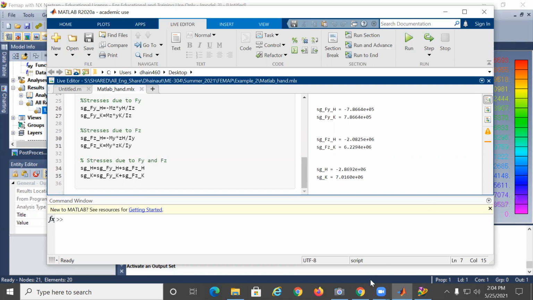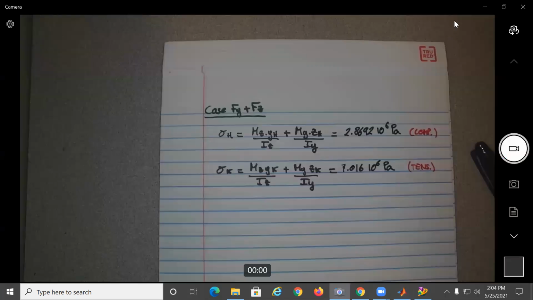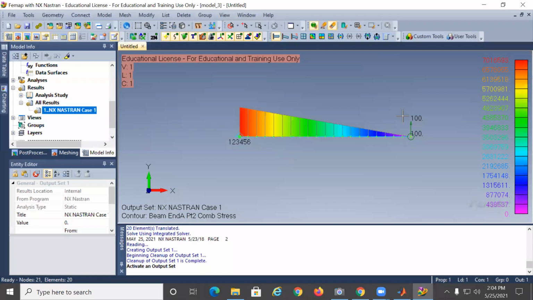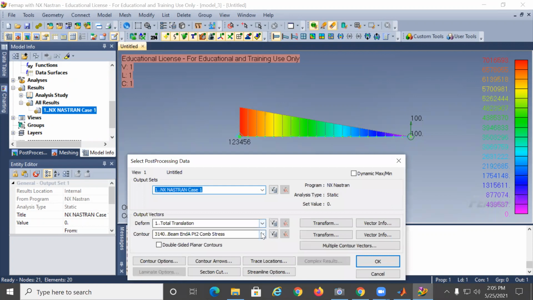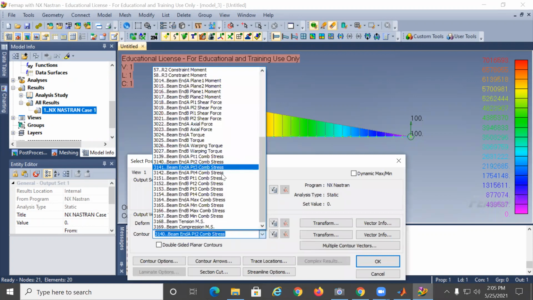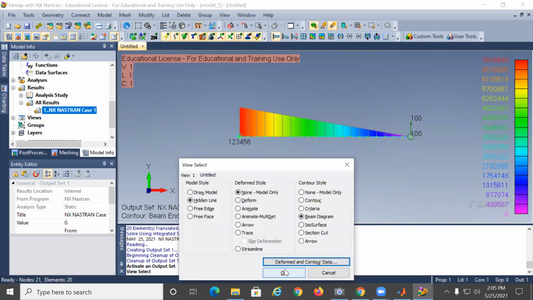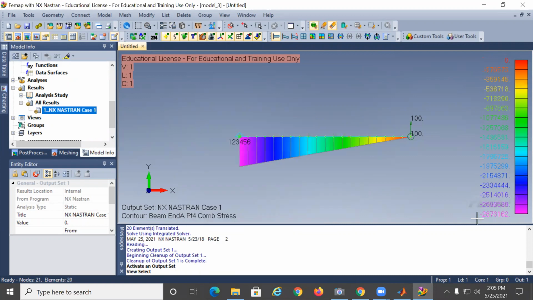All right, so basically that's what I wrote over here. Let's see what the FEMAP will give us. So here, what do we get? 7.016593 in tension at point 2, and point 4 will be 2.873 instead of 2.8692. All right.